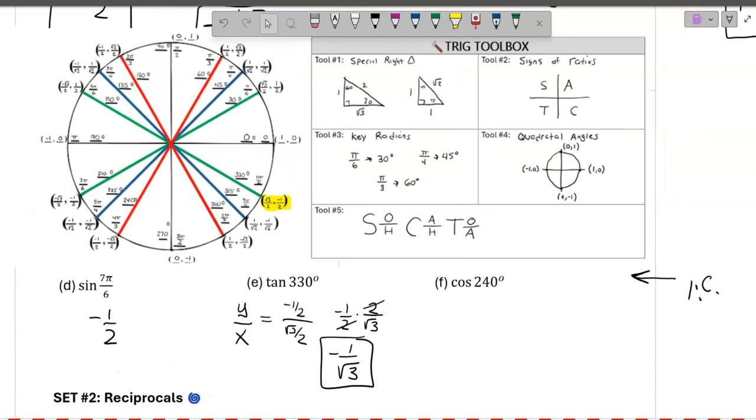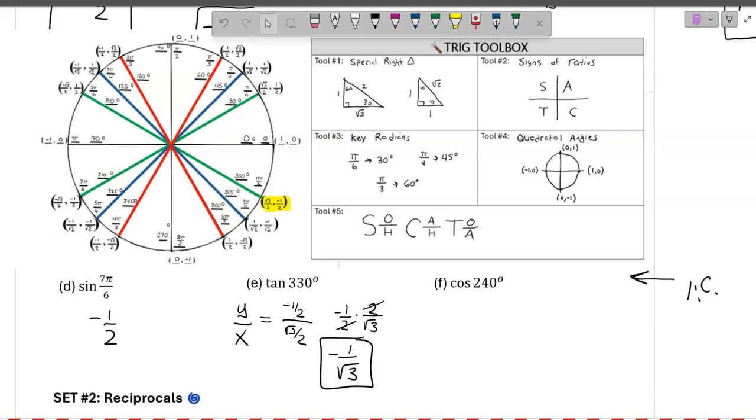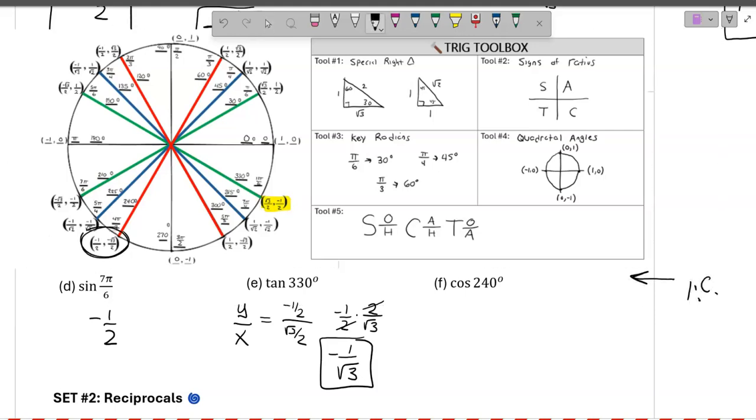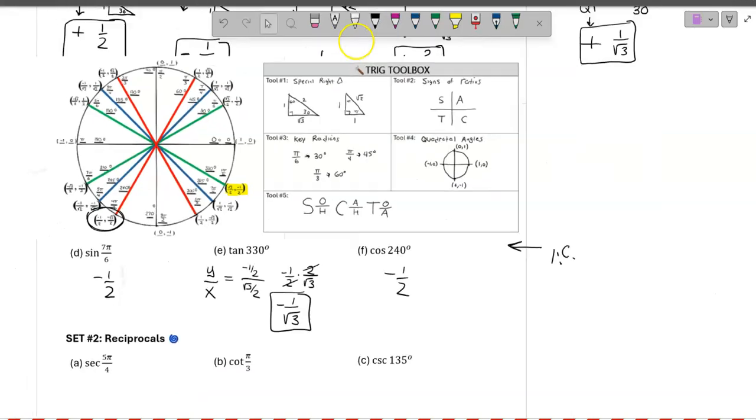And then the last one for this first set, cosine of 240, that's going to bring us over right here. And remember that cosine is the X value, so our answer here is simply just -1/2. So that is the basics.